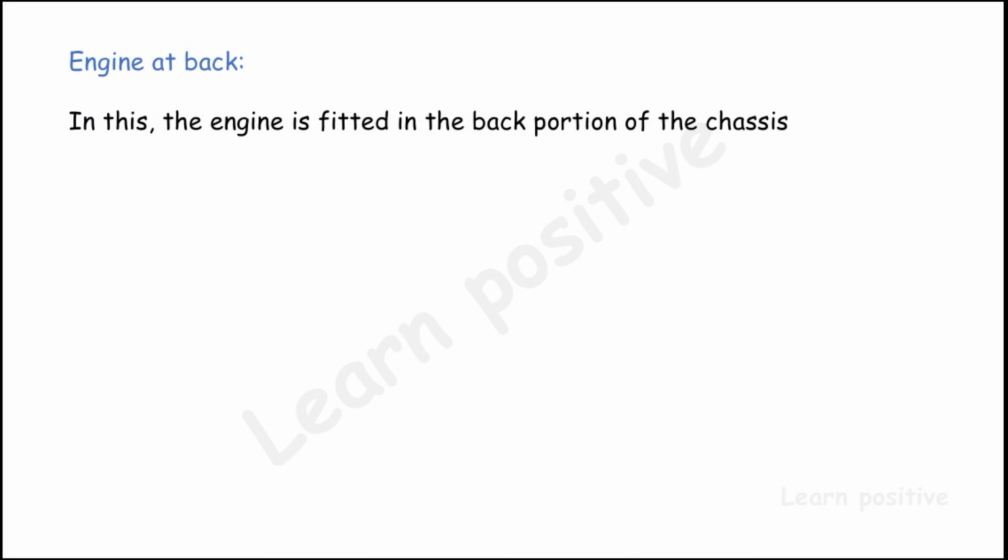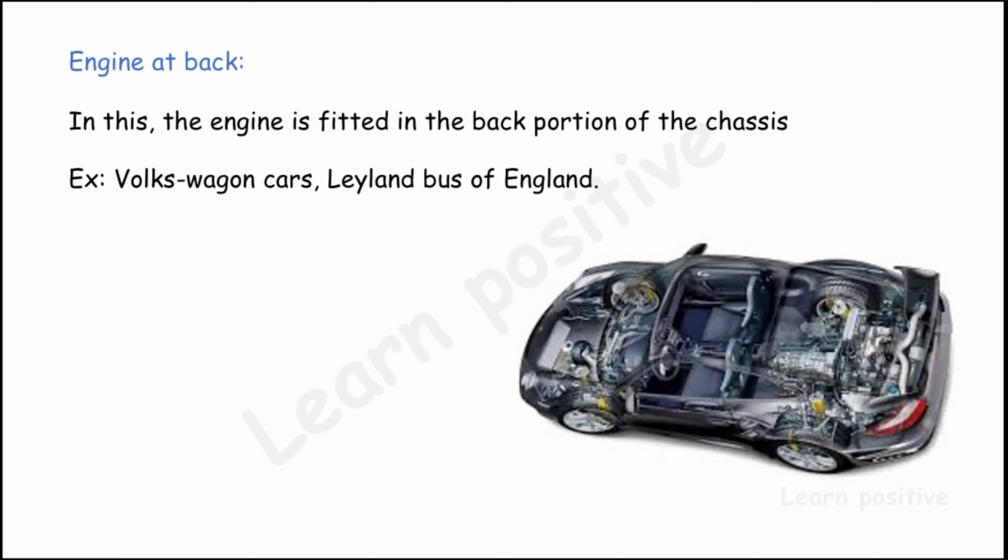The next one is engine at the back. Here, the engine is located at the back portion of the chassis. In the Volkswagen, Tata Nano and Leylands, and most sports vehicles like Lamborghini and Ferrari, they fit the engine at the back side of the vehicle.